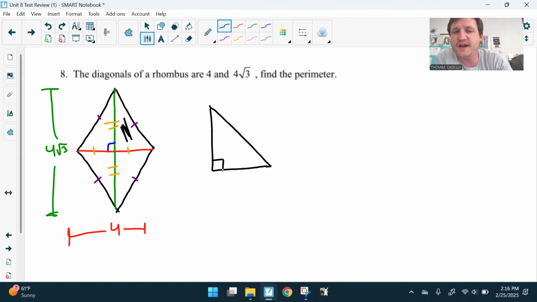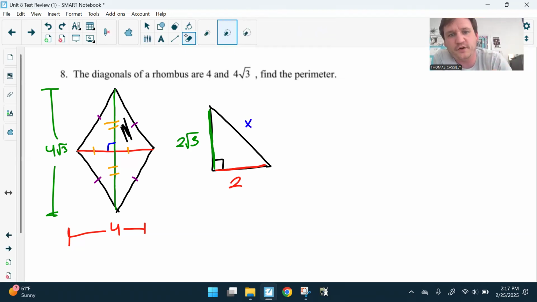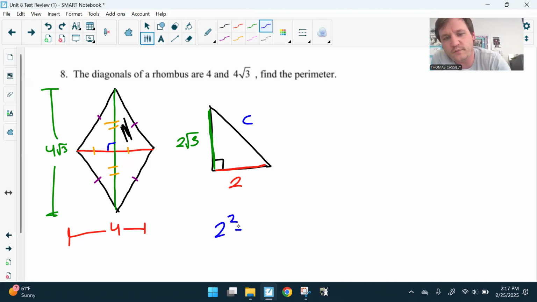Now, since the diagonals bisect each other, I know that this piece right here is just half of that entire vertical piece. So this is 2 square root of 3. Similarly, I know this horizontal piece is just half of 4, so it's going to be 2. Now, I have two sides of a right triangle. How do I find the third? We're going to use the Pythagorean theorem. I'm going to call this C. So I know 2 squared plus 2 square root of 3 squared equals C squared.